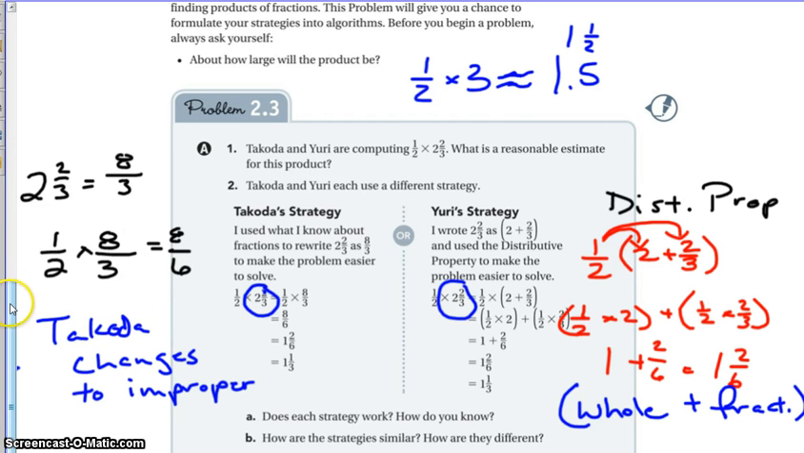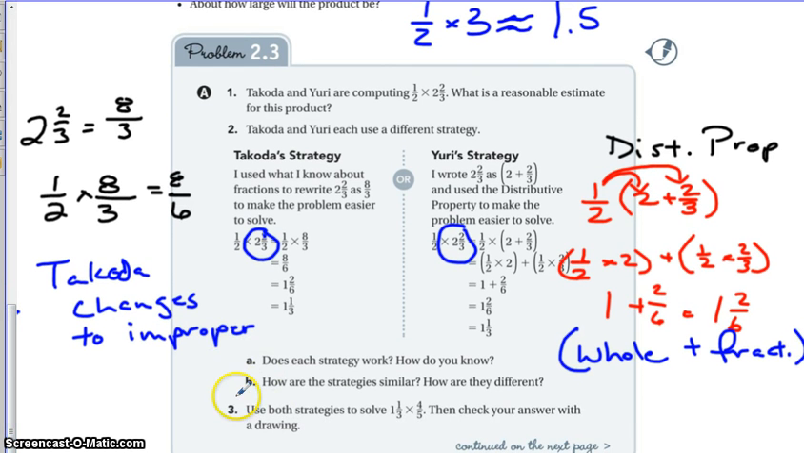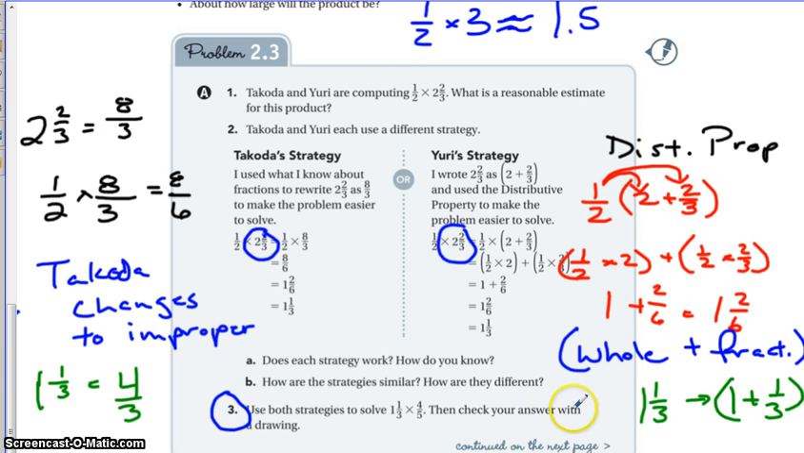All right. So before coming to class tomorrow, I want you to try both strategies, changing it to an improper number. In this problem, 1 1/3, if we use Dakota's strategy, we are going to take 1 1/3 and make it into 4/3. And in Yuri's strategy, we will take 1 1/3 and turn it into 1 plus 1/3 and then distribute it. So I want you to solve this problem using both strategies, and then come to class with your answer, and both of them should give you the same answer if done correctly. All right, thank you.